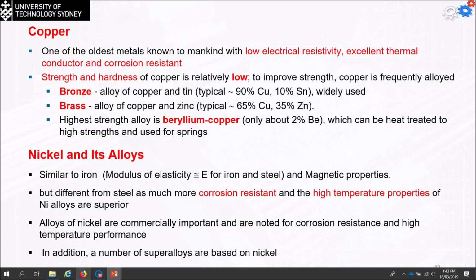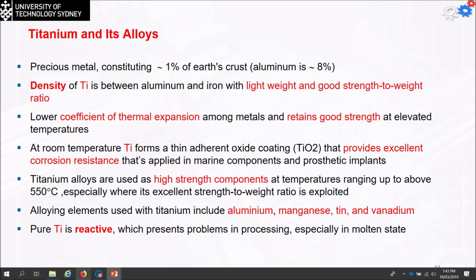Titanium and its alloys are very precious metals, making up only 1% of the Earth's crust, while aluminum is about 8%. The density of titanium is between aluminum and iron, which makes it lightweight and good for the strength-to-weight ratio. It's hard to have both light weight and a good strength-to-weight ratio.